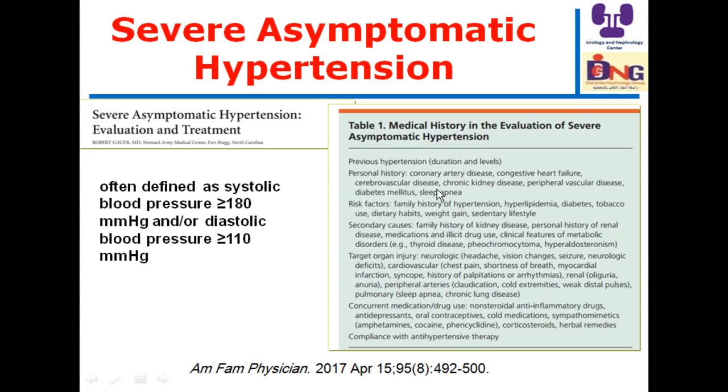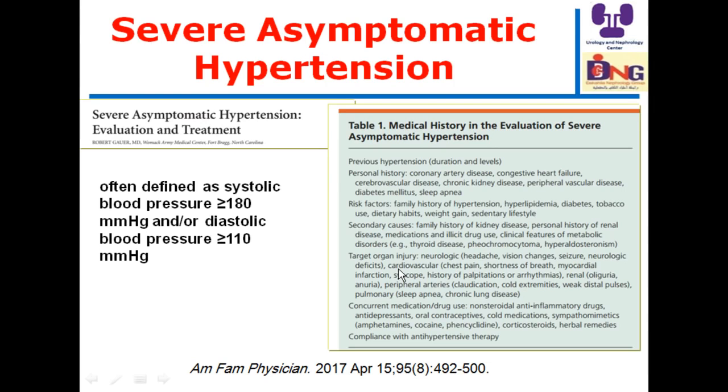Risk factors: family history of hypertension, hyperlipidemia, diabetes, tobacco smoking, others. Secondary causes: family history of kidney disease, personal history of renal disease, medications and illicit use of different drugs, metabolic disorders like thyroid disorder, pheochromocytoma, hyperaldosteronism. Target organ damage: neurological headache, vision change, seizures, neurological deficits can be a clue for neurological involvement. This is a very important clinical point.